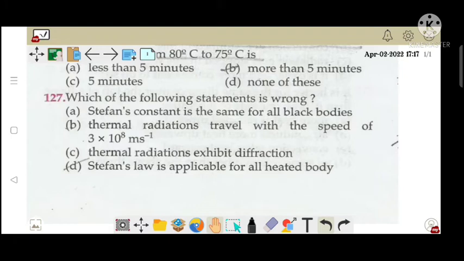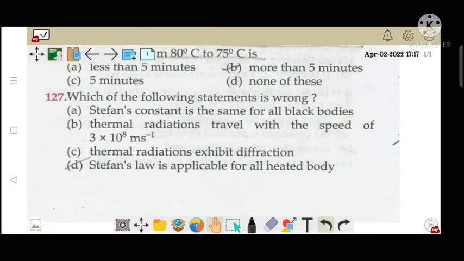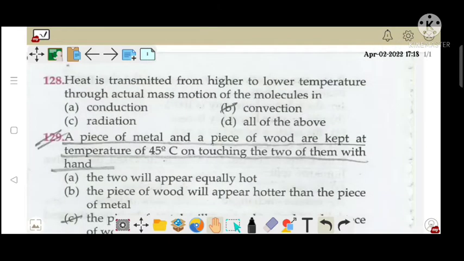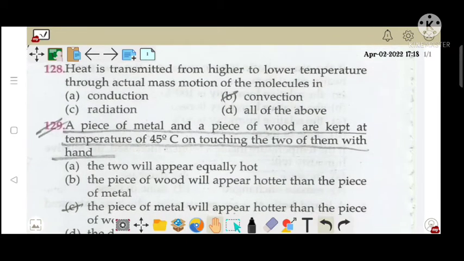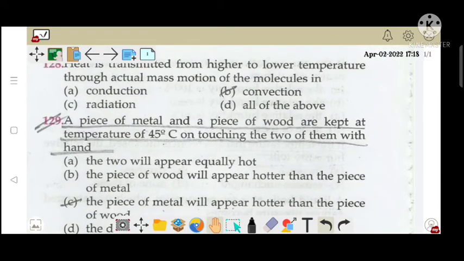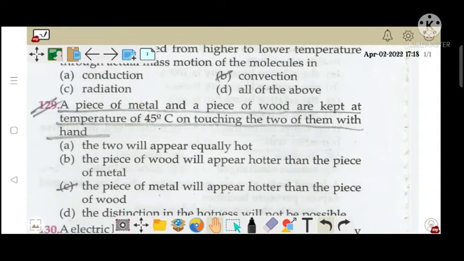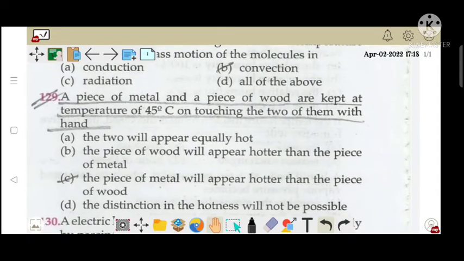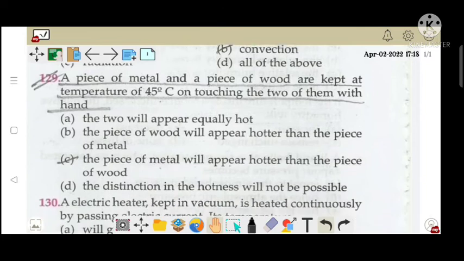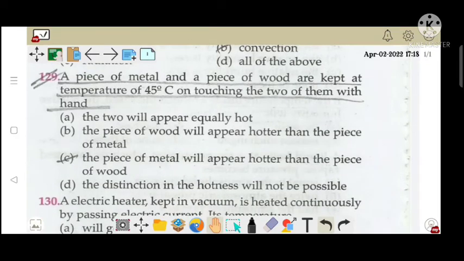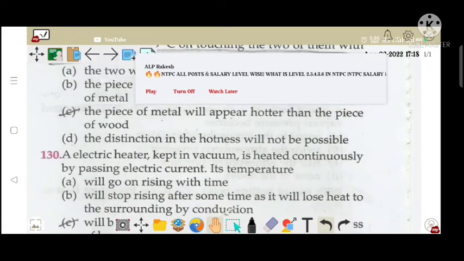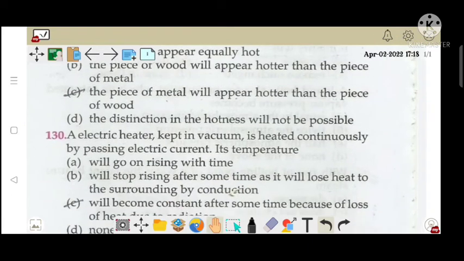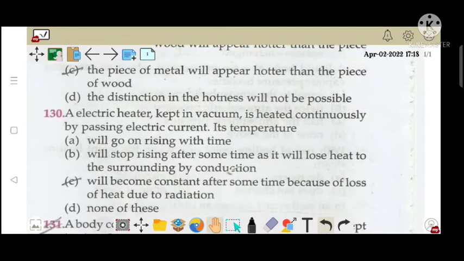Newton's law of cooling is applicable for all heat in a body. Heat is transmitted from higher to lower temperature through the actual mass motion of molecules in convection. A piece of metal and a piece of wood are kept at a temperature of 45 degrees Celsius. On touching them, the piece of metal will appear hotter than the piece of wood.